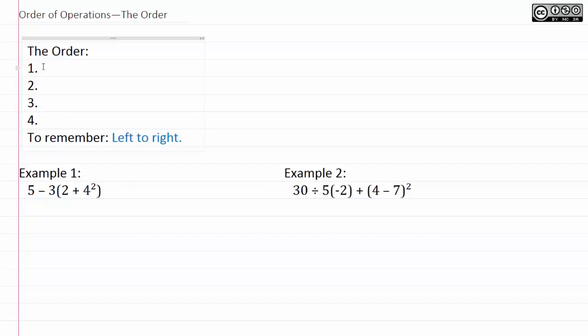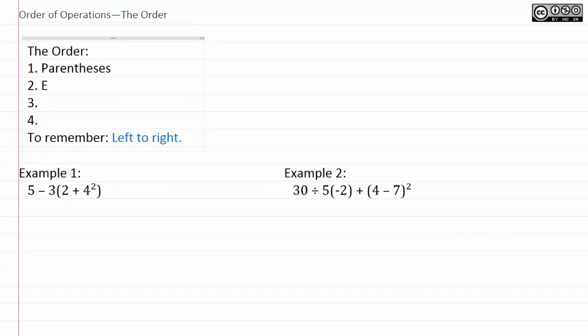Your first step is to look for things that are grouped together, to look for any kind of grouping symbols. These often take the form of parentheses or brackets or curly braces. In general, we call them parentheses as sort of a catch-all word. Anyway, you want to take care of your parentheses first because they tell you how things are grouped together.